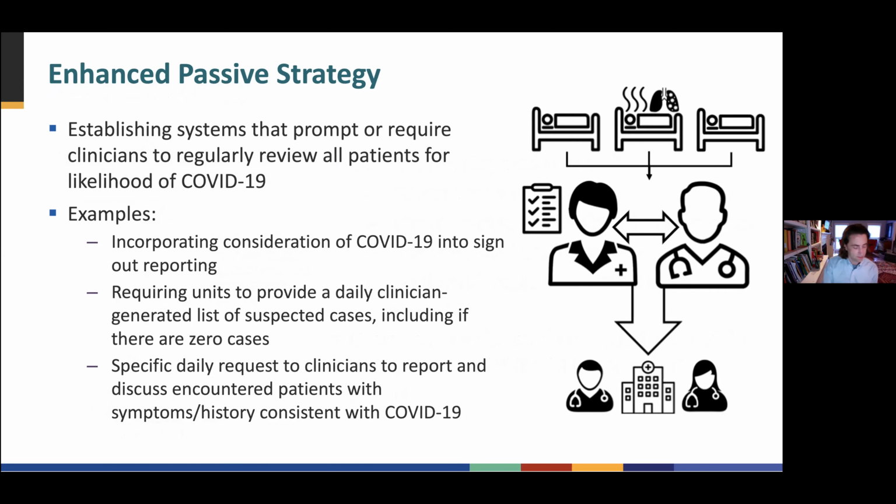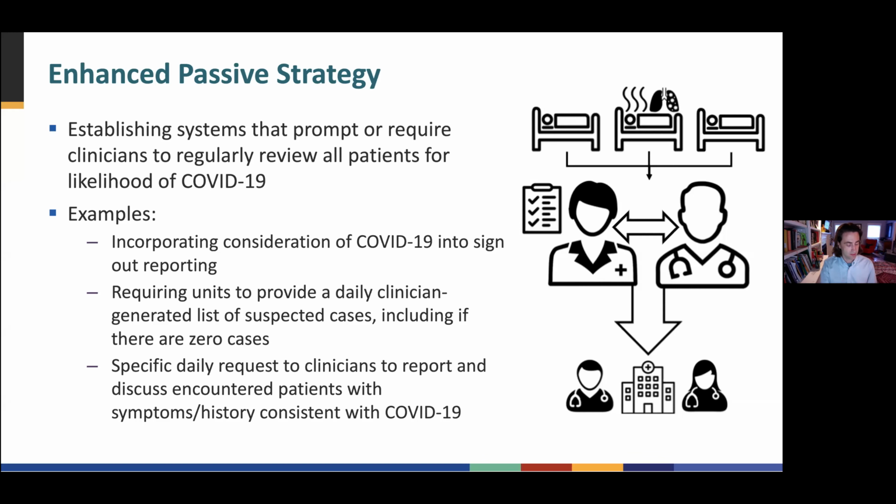Similar to enhanced passive strategies for the identification of symptomatic healthcare workers, enhanced passive strategies for inpatient case finding provide a prompt to clinicians to systematically reassess inpatients for COVID-19 compatible symptoms and support appropriate consultation and reporting. While these strategies may seem like common sense, systemization of practice can help ensure that patients are not missed as healthcare workers and clinicians become busy and rotate between units and possibly facilities.